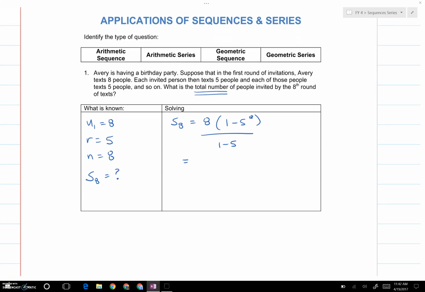So if I sub in everything I know, this is what the formula looks like. I use my handy dandy calculator and I get that 781,248 people have been invited. I don't think his mom's going to be too happy about that one.